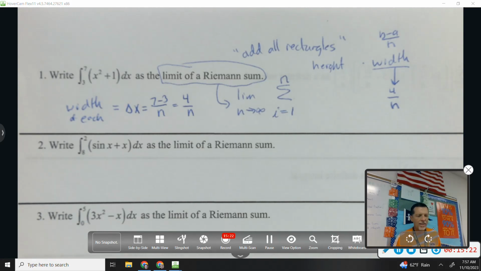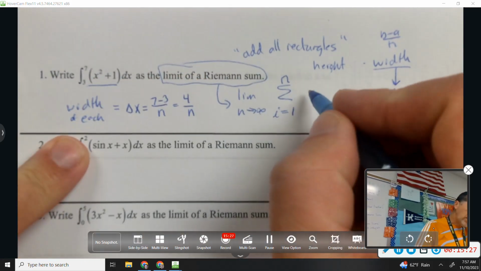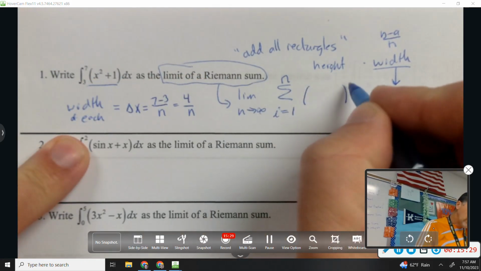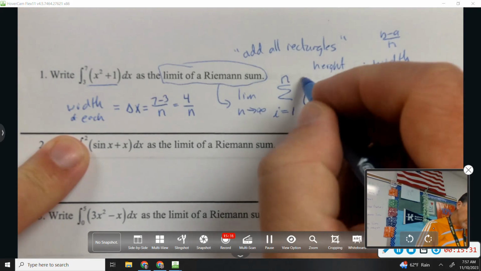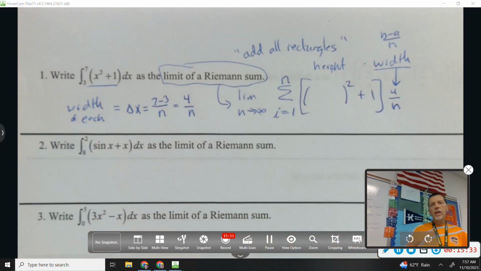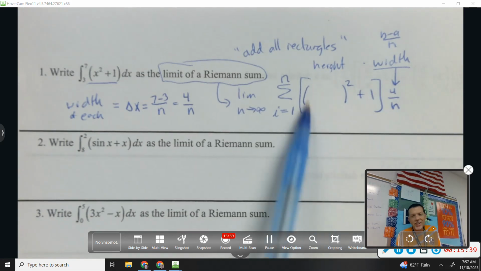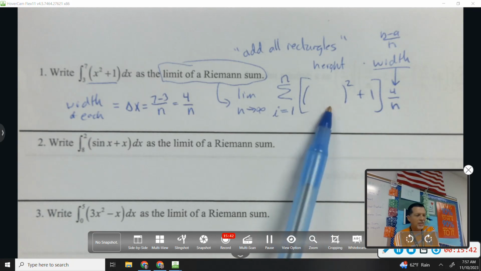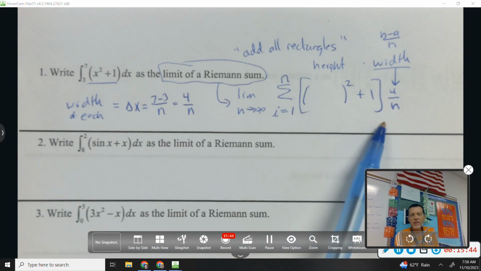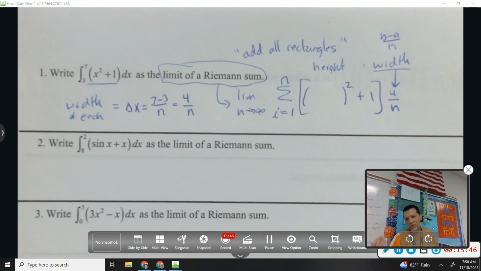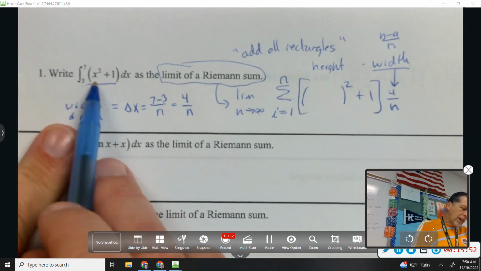Now the height is f of something. Well, here's my function. So I know my height is going to be something squared plus 1. And this is where the multiple choice starts to come in if we had it. I would start looking at my answers and be like, I know it's got to look like this because it's got to be something squared plus 1. And chances are that would narrow it down to like 2 answers, and then you'd at least be guessing 50-50. So I've got to plug in something for x.